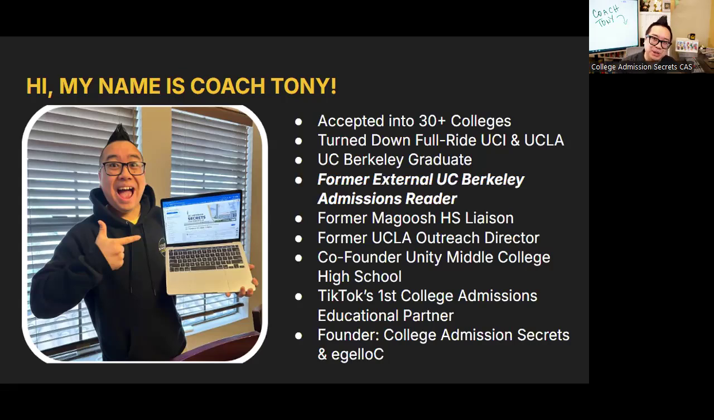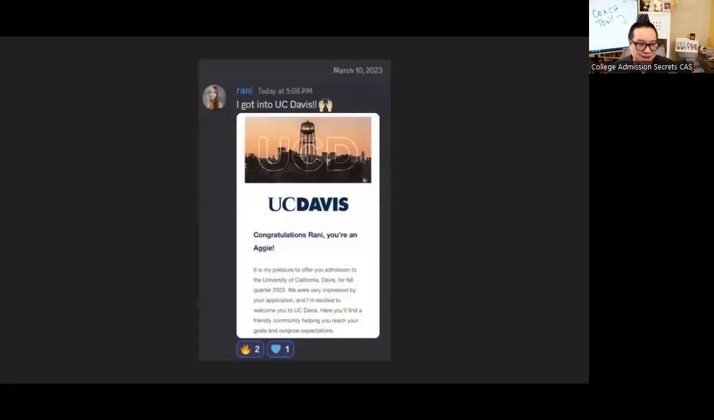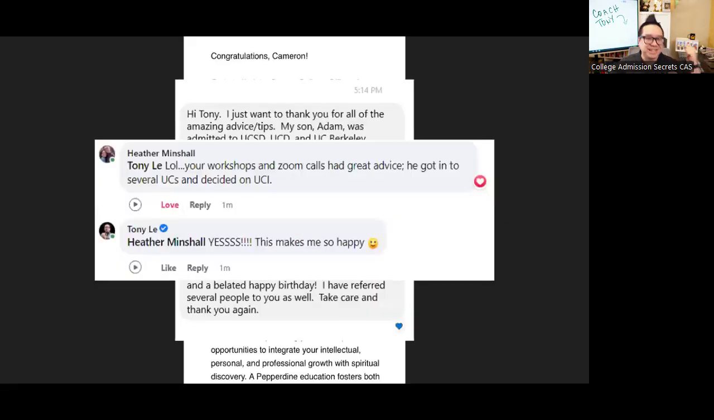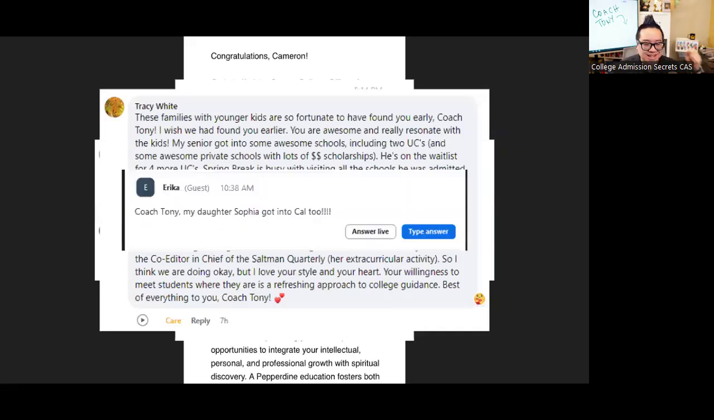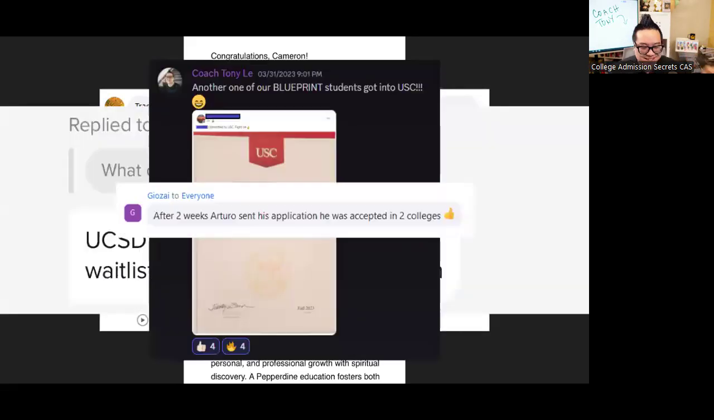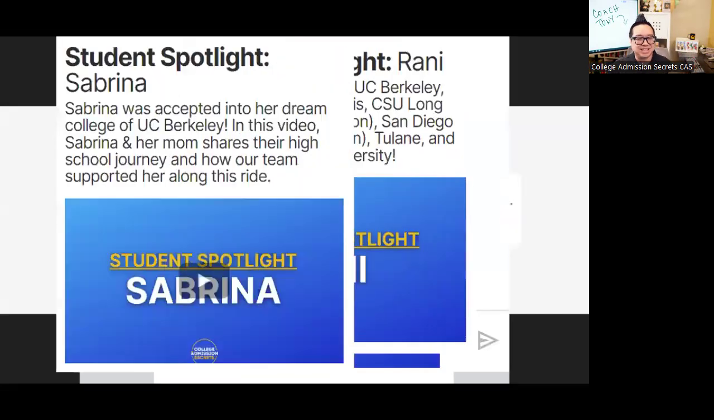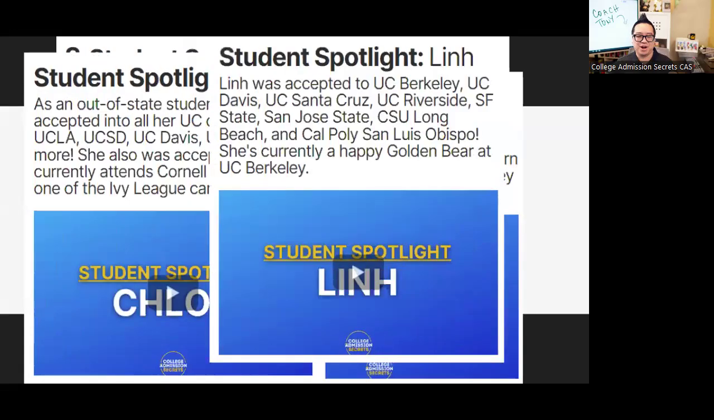I worked at UCLA's outreach program as a director, started my own high school, was TikTok's first college admissions partner, and I've been helping high school families with this college admissions process for the last 16 years now. Over the last years, we have had students getting into tons of colleges throughout the years. And it just keeps adding on and adding on as well. And hopefully, you guys are next in this journey.